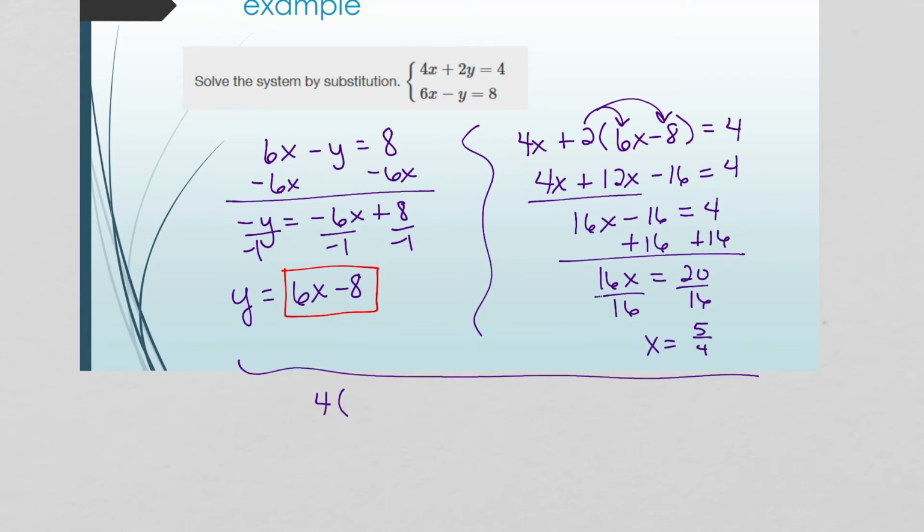So 4 times 5/4. Sorry, you can hear my dog walking around. She's getting her nails clipped today. Hi there. Okay, so the 4's cancel.